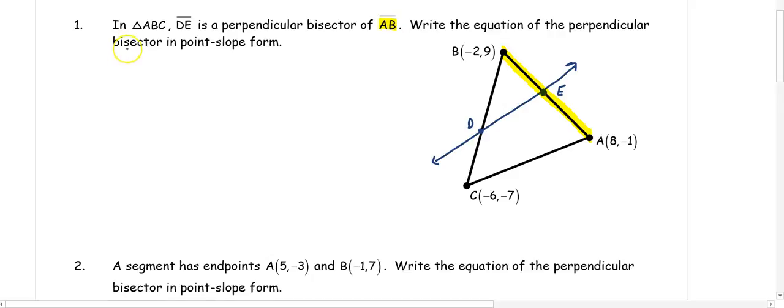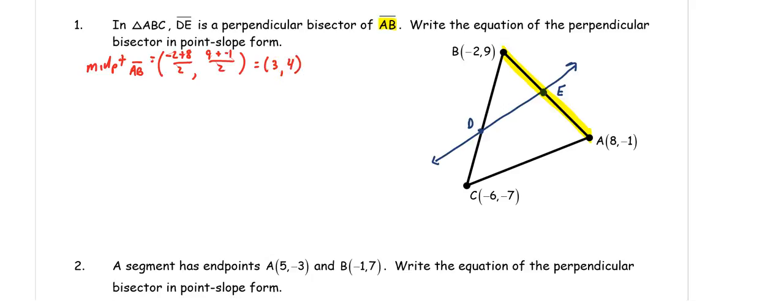In order to find my midpoint, remember that you are adding your coordinates together. So we want the midpoint of AB. We have x plus x divided by 2, and the y coordinate plus the y coordinate divided by 2. Negative 2 plus 8 is 6, divided by 2 is 3. 9 plus negative 1 is 8, divided by 2 is 4. So our midpoint is (3, 4).